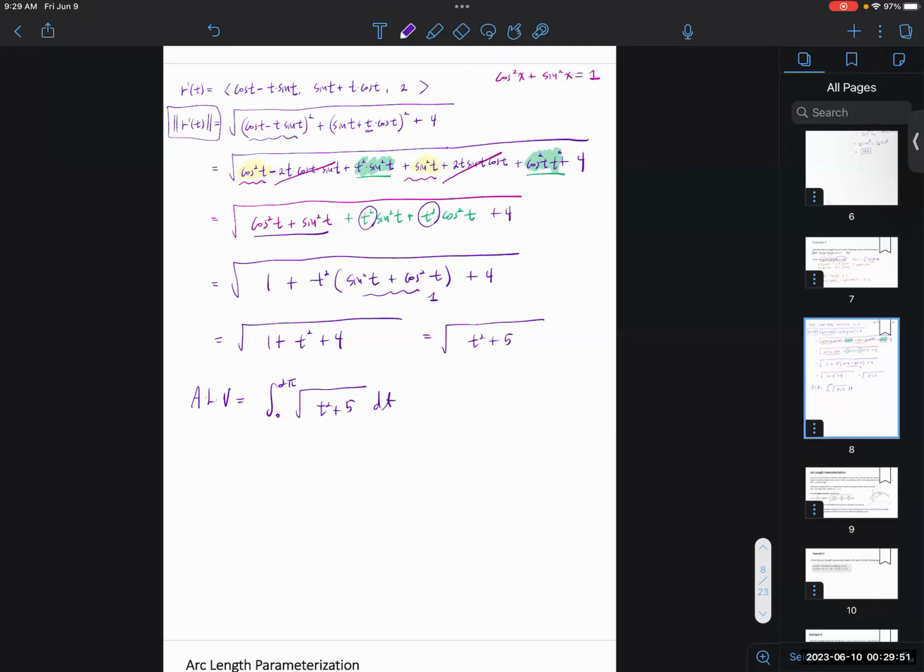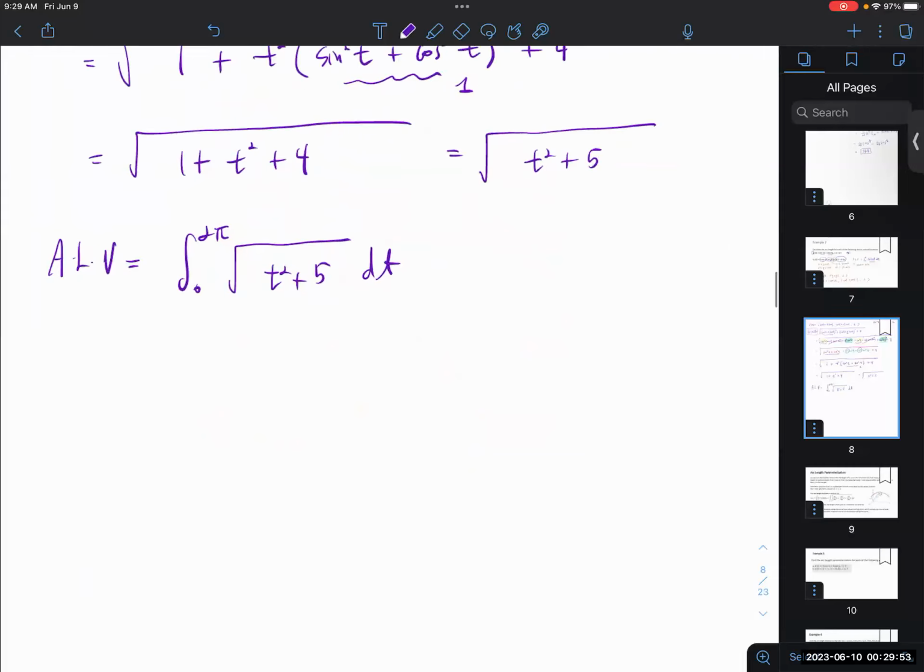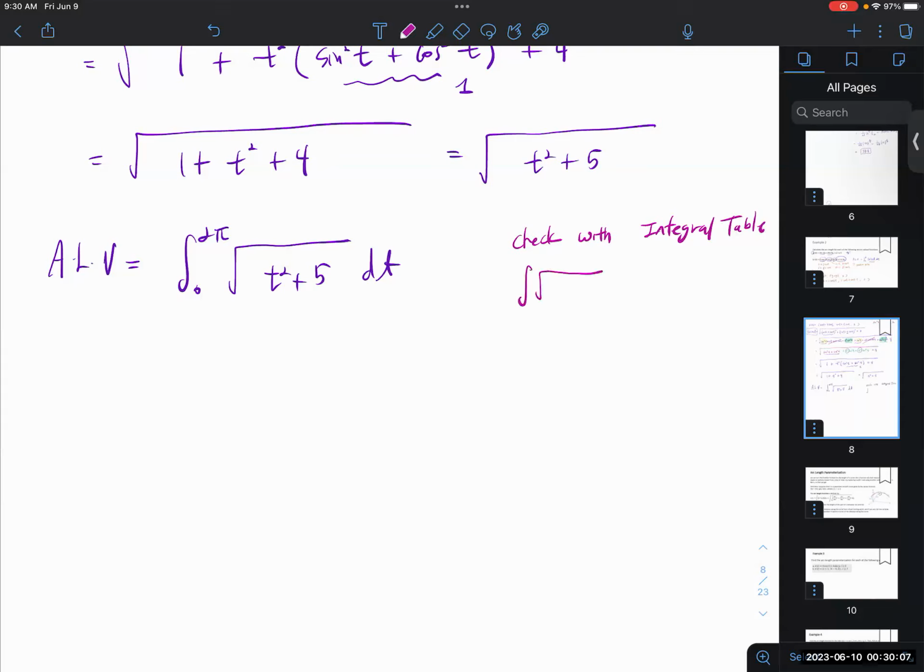Am I correct? So again, here you can use a u substitution, but a little bit of note: check with the integral table. We are using an integral technique, especially when you have the square root of u squared plus a squared du. You remember this one is going to be u over 2. Go to the integral table: u squared plus a squared plus.